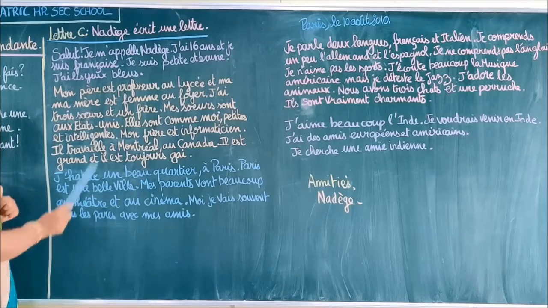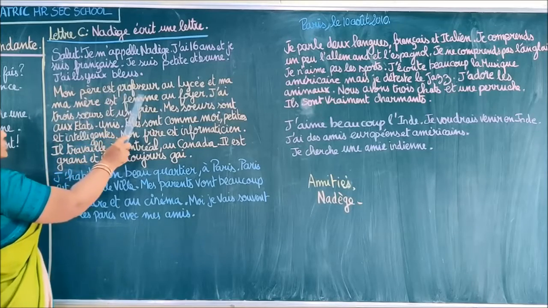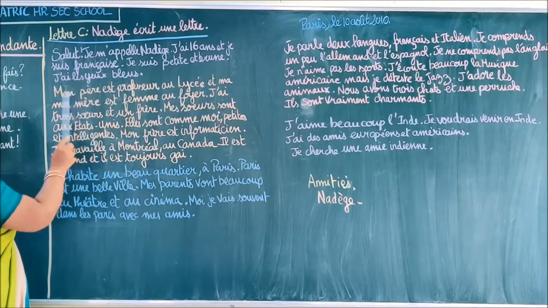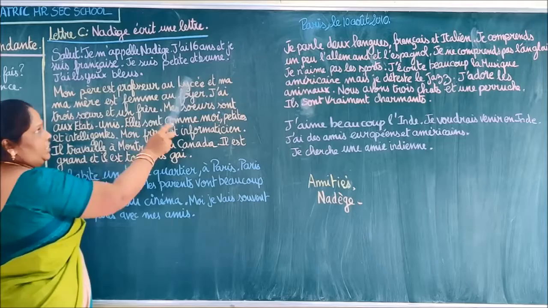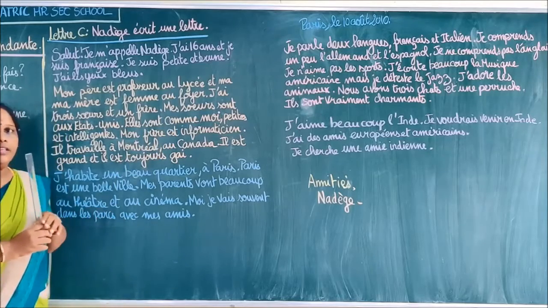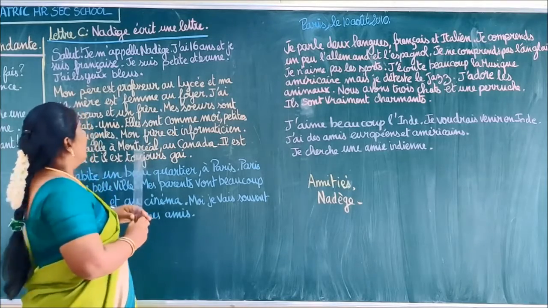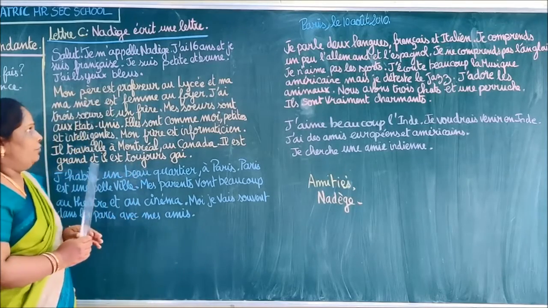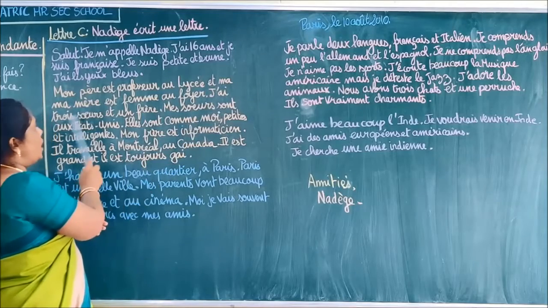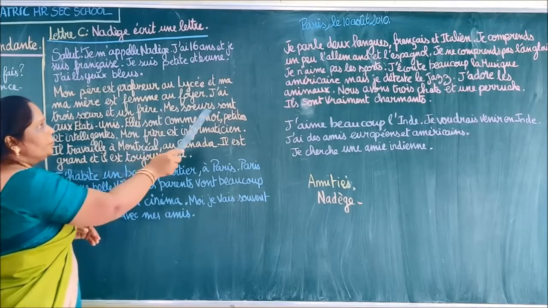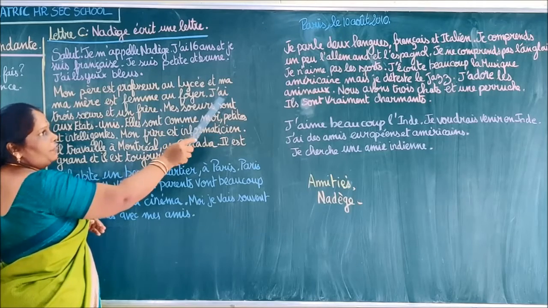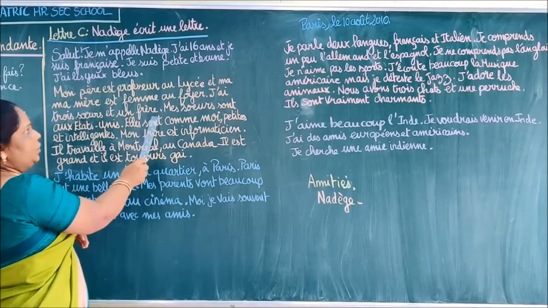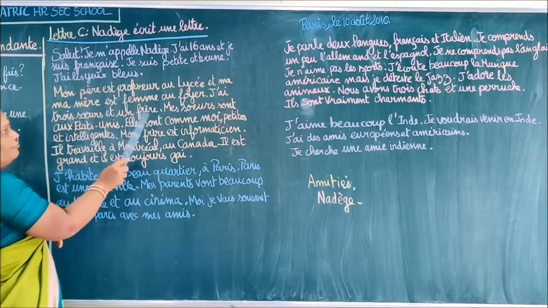Now in the second paragraph, mon père est professeur au lycée et ma mère est femme au foyer. So my father is a professor in lycée. Lycée is a higher secondary school. And my mother is a housewife. Femme au foyer means housewife. J'ai 3 sœurs et un frère. So she is describing the members of her family. I have 3 sisters and 1 brother.